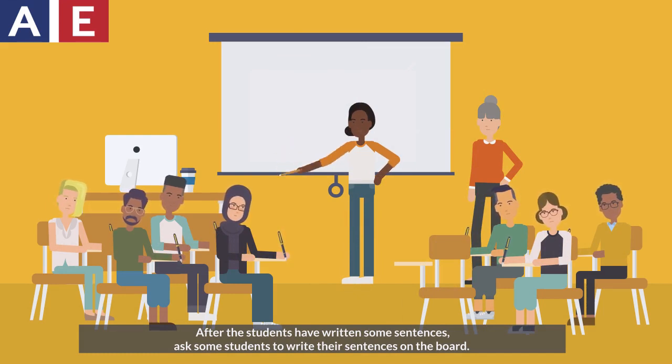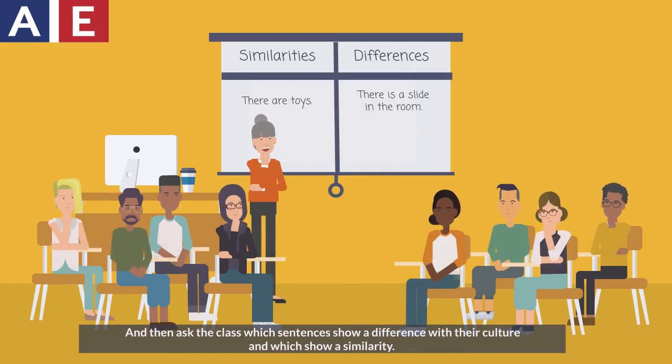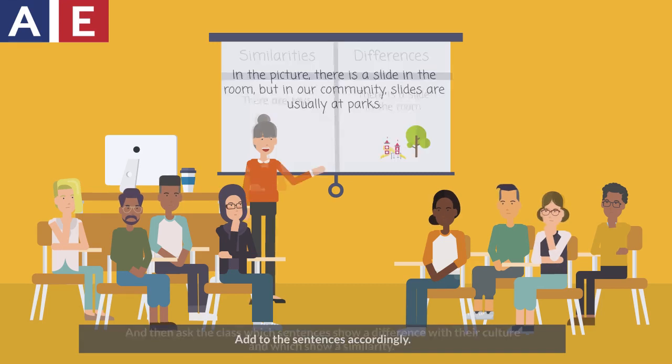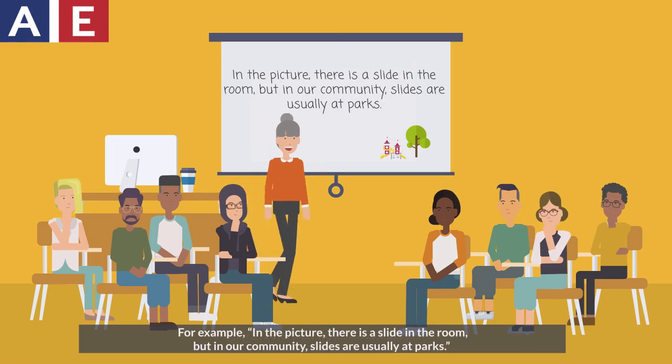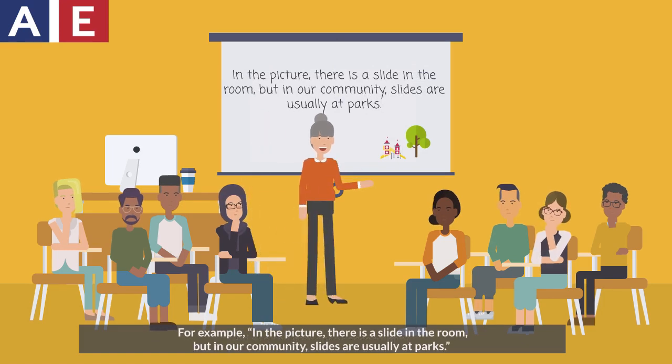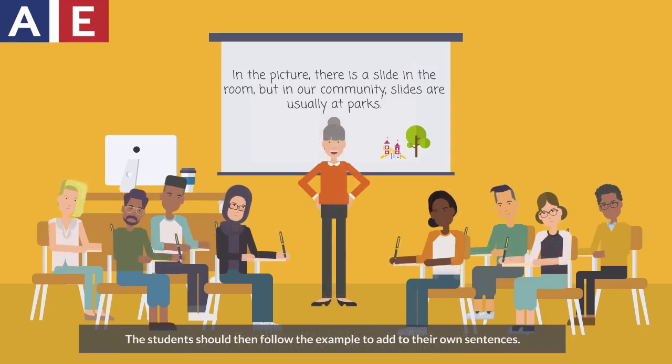board. And then ask the class which sentences show a difference with their culture and which show a similarity. Add to the sentences accordingly. For example, in the picture, there is a slide in the room, but in our community, slides are usually at parks. The students should then follow the example to add to their own sentences.